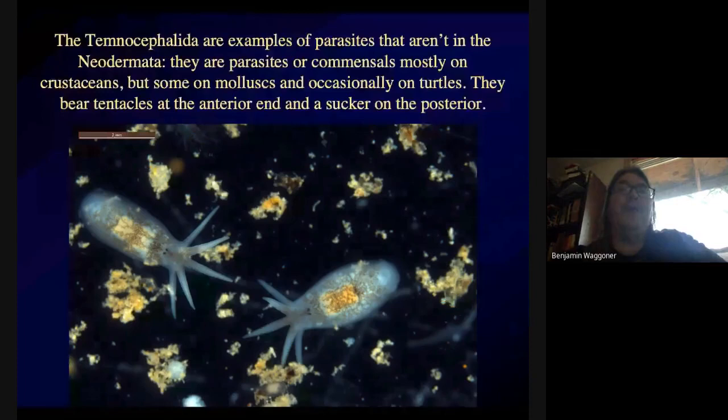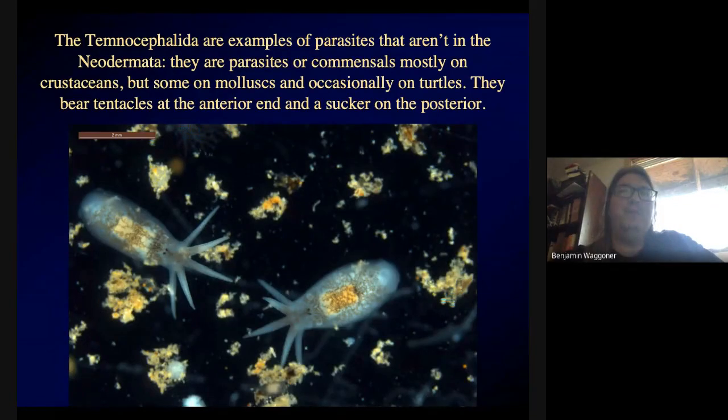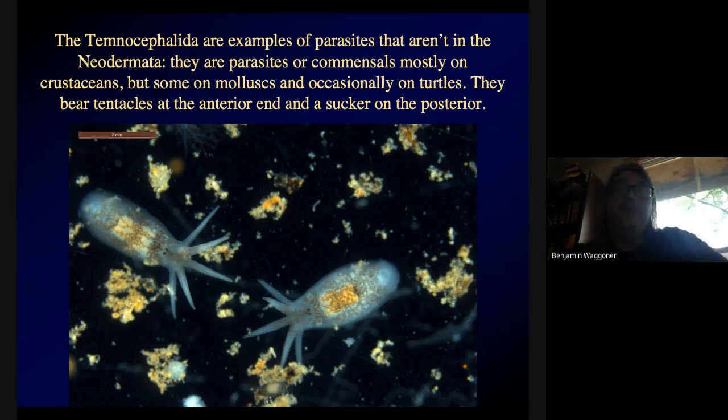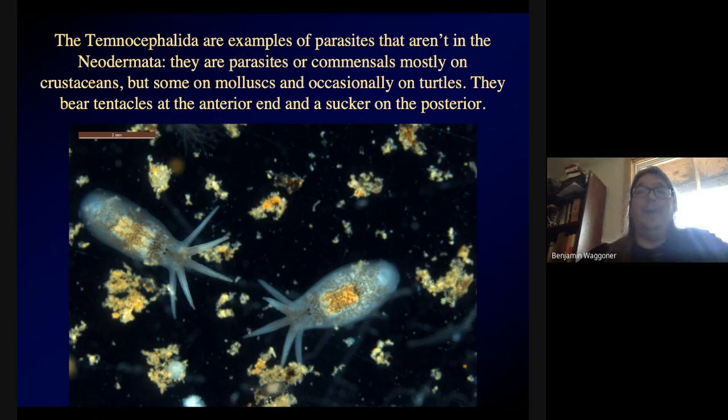These are either parasites or commensals, mostly of crustaceans. They're the kind of things you could conceivably find on crawfish if you scraped at them enough. They're flatworms with a sucker on the posterior end and these little tentacles sticking out of the head. Yeah, they look cool. They look like little squid, but they aren't. They're very similar to planaria worms, except they happen to have tentacles on the head. So that's just an example of a parasitic flatworm that isn't a neodermatan.